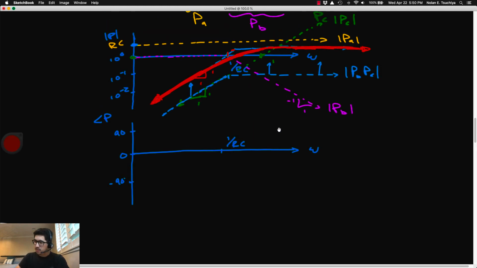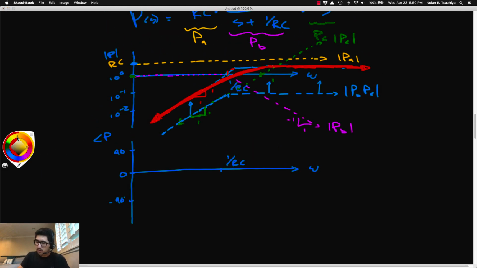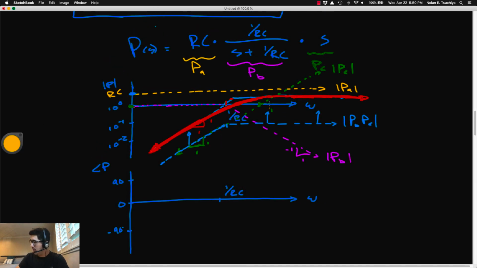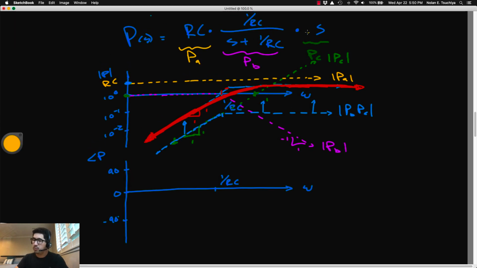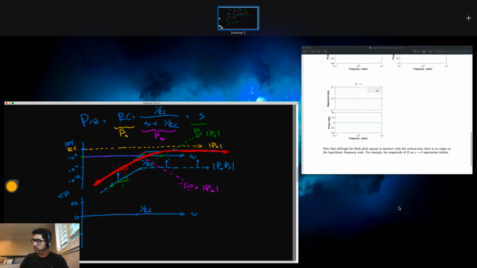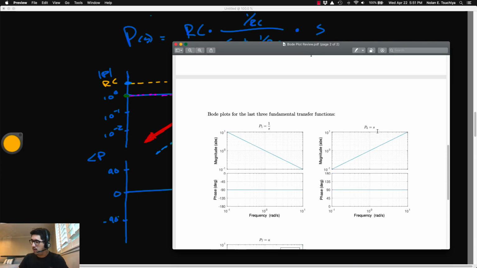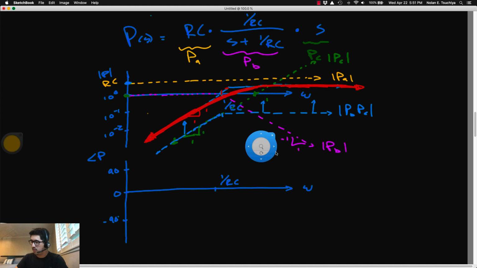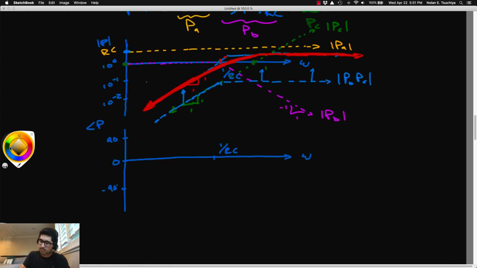The phase is much easier to consider. The phase for P sub A is simply zero. For constant value transfer functions, there is zero phase contribution. So we really only need to superimpose the phase plot for P sub B and P sub C. Furthermore, the phase plot for P sub C, which is the derivative transfer function, which is just s by itself, has a constant phase of positive 90 degrees. So this phase plot is actually relatively straightforward. From P sub C, we just have a phase that's positive 90. That's the phase of P sub C.